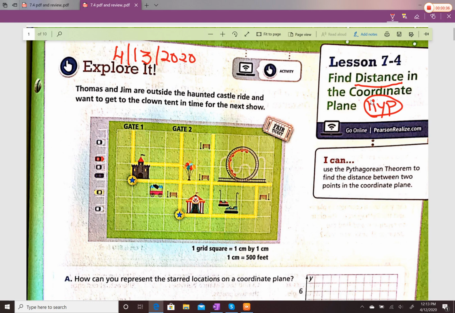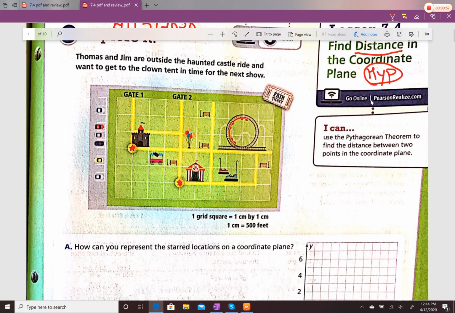Thomas and Jim are outside the haunted castle ride and want to get to the clown tent in time for the next show. So basically, they are in the haunted house, means they are at this place. They want to get here. This is the clown tent, so these are the start places. So we'll see what the question is asking.